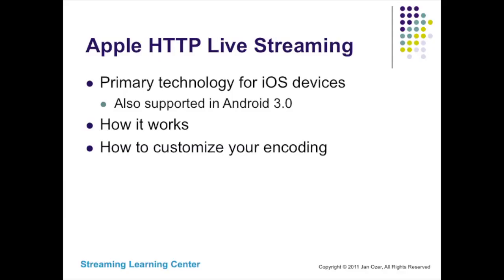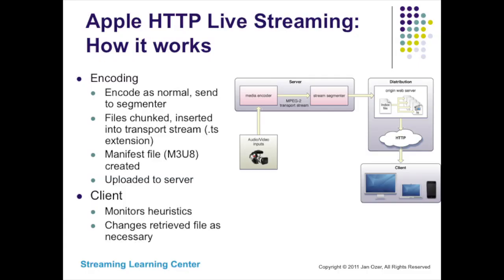So this is our introduction to HTTP live streaming. It's available for iOS devices, and it's also supported by Android 3.0 devices. So what do you need to learn from this chart? Here's the workflow for HTTP live streaming. We start with our video input. We convert it into an H.264 file. H.264 is the only codec supported for HTTP live streaming, also called HLS.